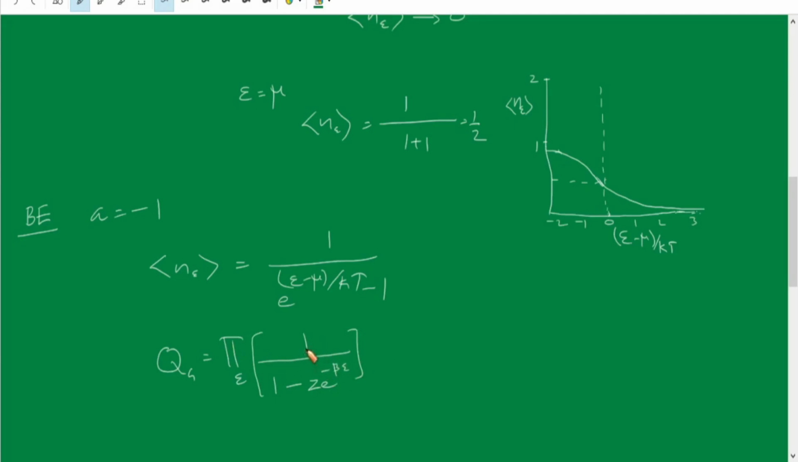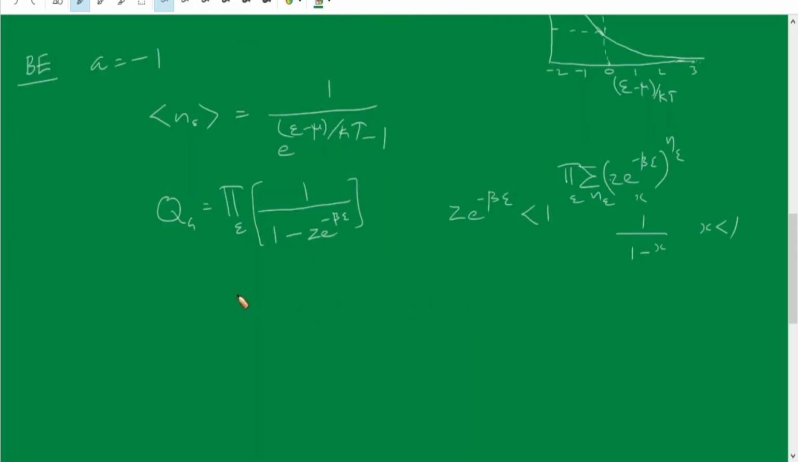So to get this expression, we have assumed that z e raised to minus beta e is less than 1. So this was the result of what? Product of... So this is a geometric progression. Its value converges to 1 divided by 1 minus x when x is less than 1. So we have considered it like that. Therefore, we can use the same thing in this expression also.